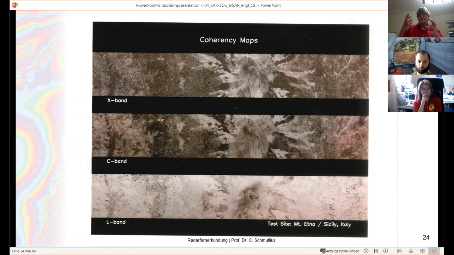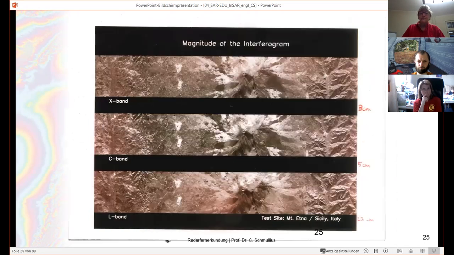And obviously, such big things are more stable. And that is why you have here in the coherence map very high values, because the scatterer has not changed its position between day one and day two. So again, this is the amplitude.